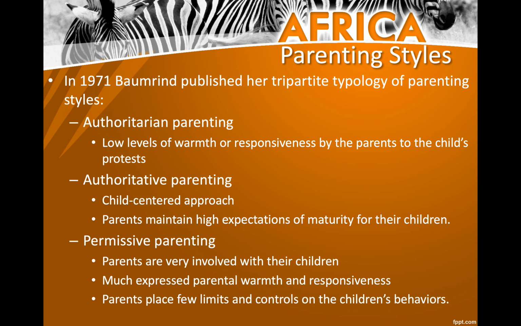In 1971, Baumrind published her tripartite typology of parenting styles. Authoritarian parenting: low levels of warmth or responsiveness by the parents to the child's protests. Authoritative parenting: a child-centered approach, where parents maintain high expectations of maturity for their children. And permissive parenting: parents are very involved with their children, express much parental warmth and responsiveness, and place few limits and controls on the children's behavior.